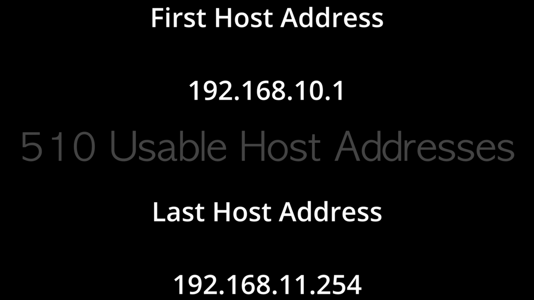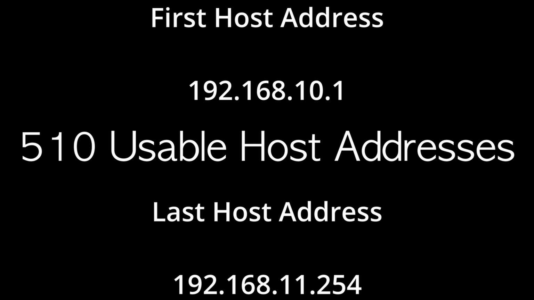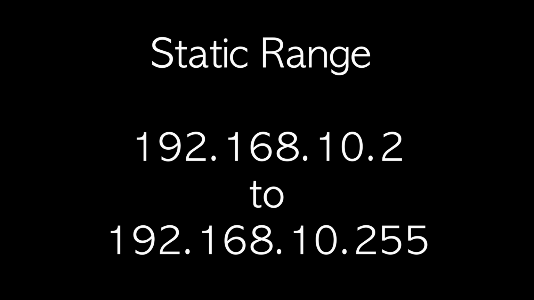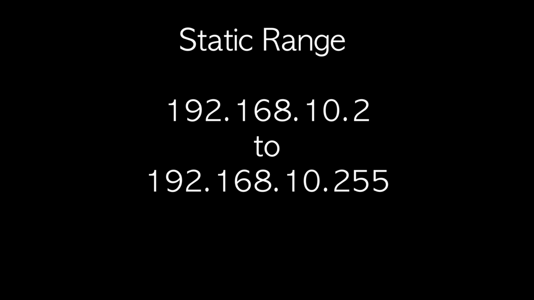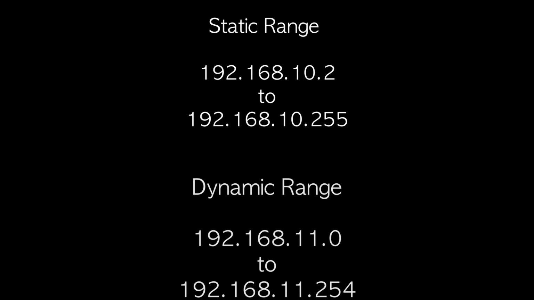This gives us 510 usable host addresses on this network. You could therefore set the static IP range to be 192.168.10.2 right up to 192.168.10.255. Then the dynamic range to be 192.168.11.0 up to 254. Let's now put this into practice.